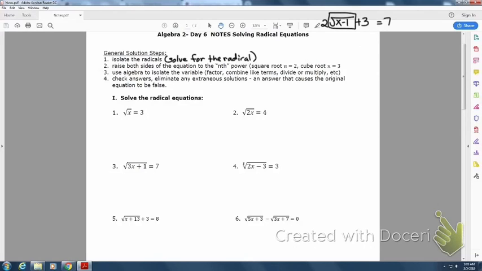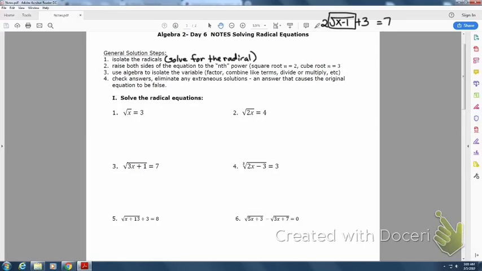Again, a lot of times the radical will already be isolated. In fact, what is the only example of these 6 that does not already have the radical isolated? Number 5. It's got this plus 3 at the end. All the other ones on the left side of the equal sign, we'll talk about 6 whenever we get there, the radical is all by itself.